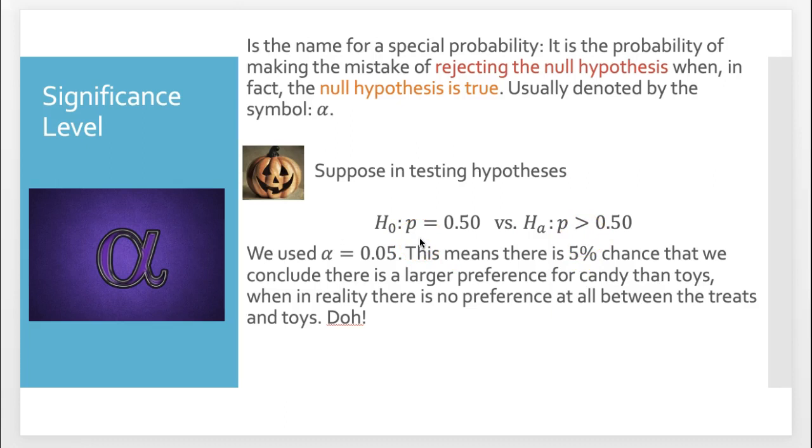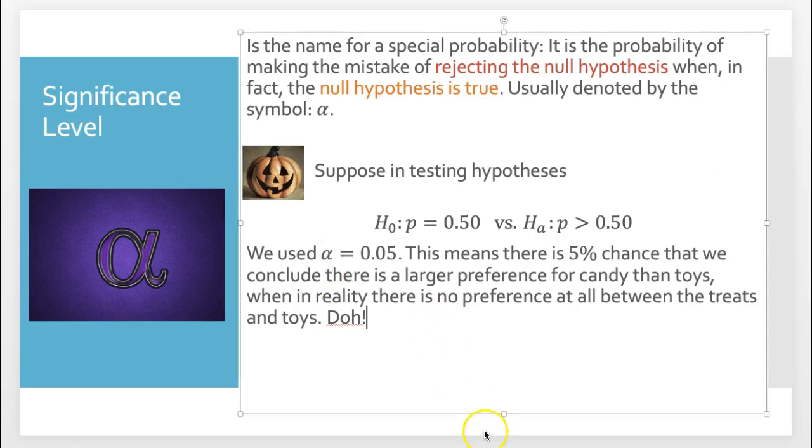And one thing that's important in practice is that we always pick this alpha prior to crunching our data, because as we'll see later, people can cheat and switch their alpha around so that they get the desired result. But this is the mistake.